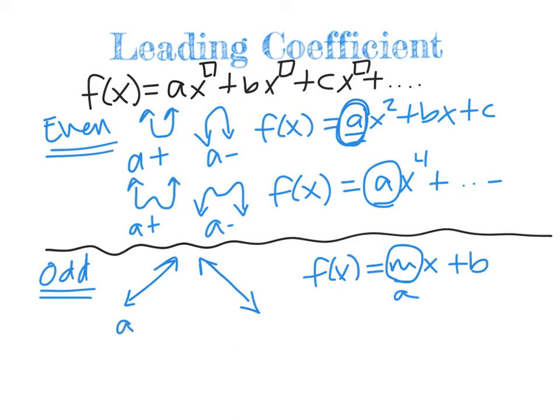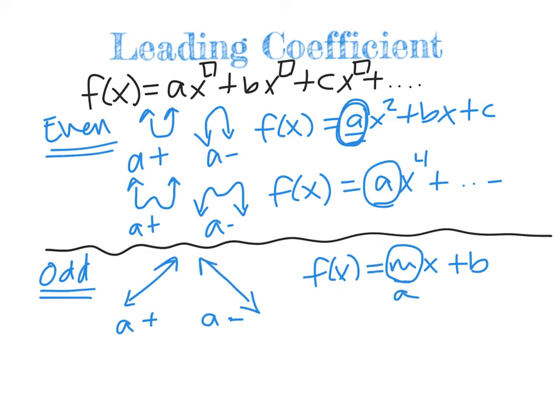If a is positive, as x increases, the function is going to go upward. When a is negative, as x increases, right? As the function goes to the right, the function is going to go downward. So the function increases or decreases depending on that value.